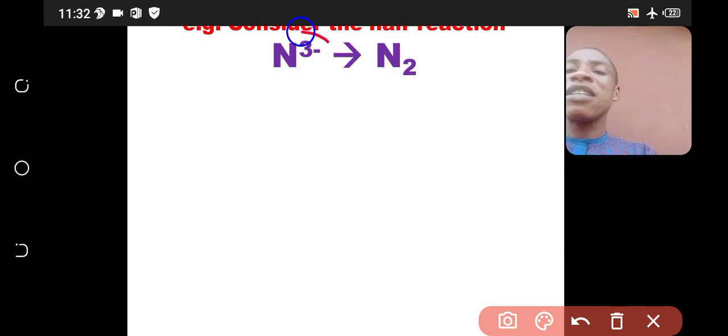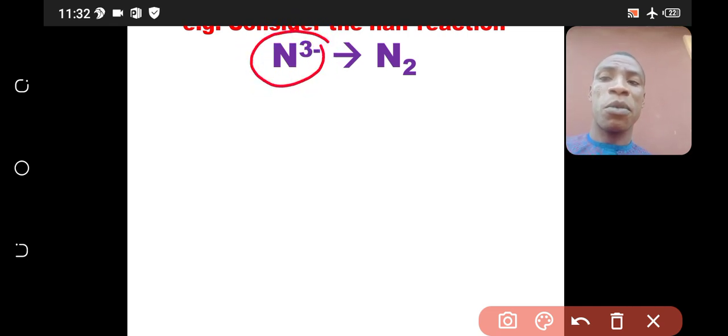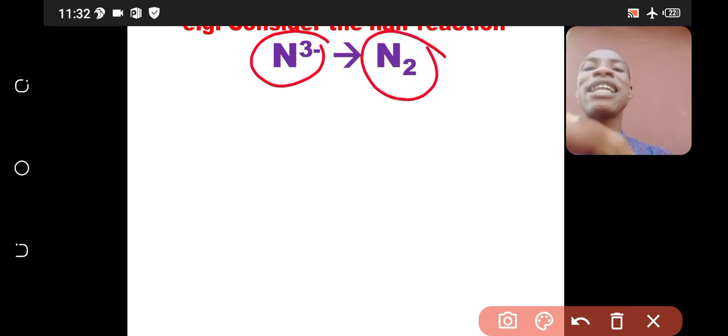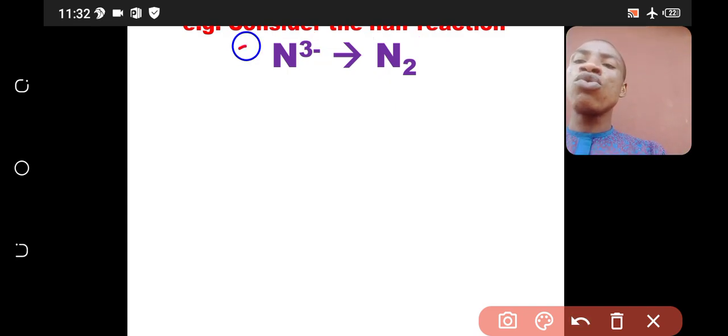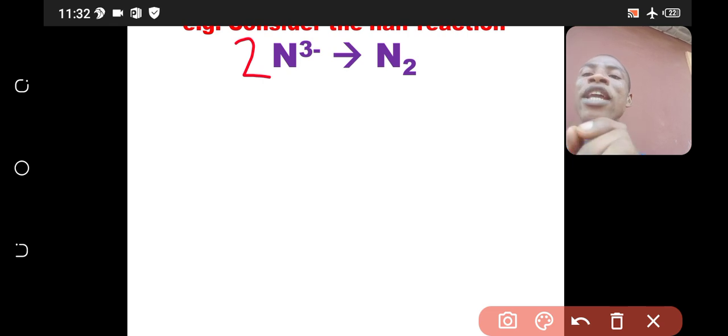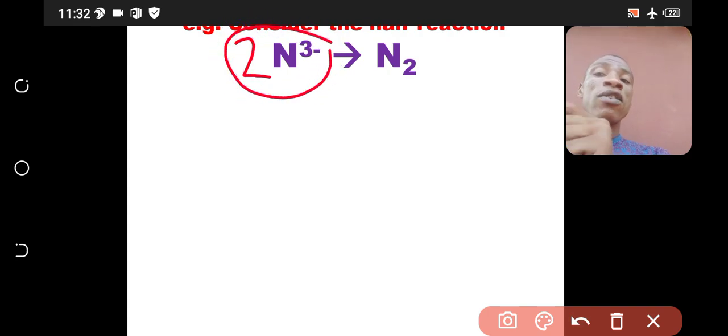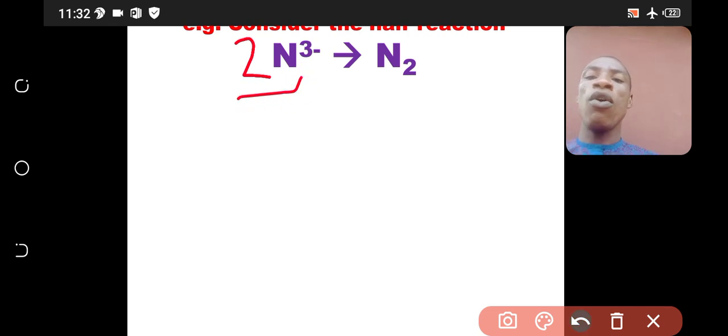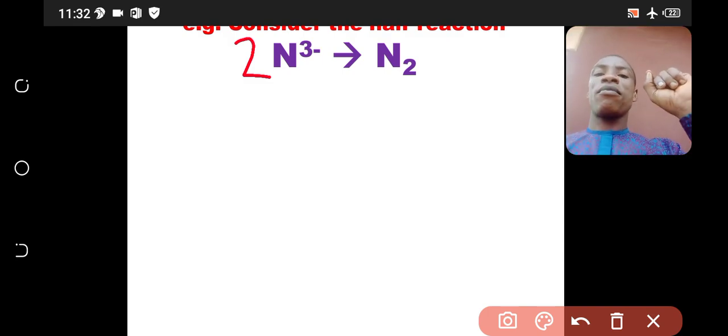Now, on the reactant side there's only one atom of nitrogen, but on the product side there are two atoms of nitrogen. So what do you do? You make the atoms balanced by placing 2 at the front of N3 minus. When you do that, we have 2 atoms of nitrogen, that's 2N, and we also have 2 atoms of nitrogen on the product side. That makes it balanced by atoms.